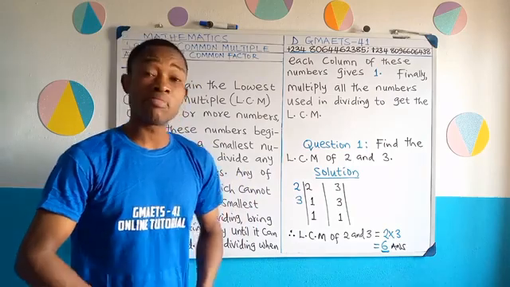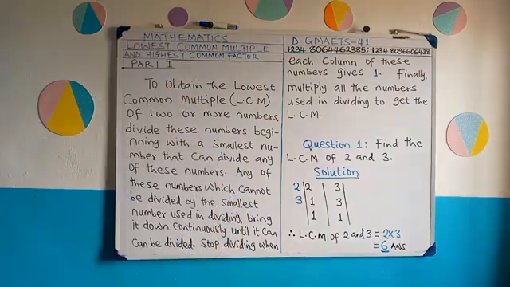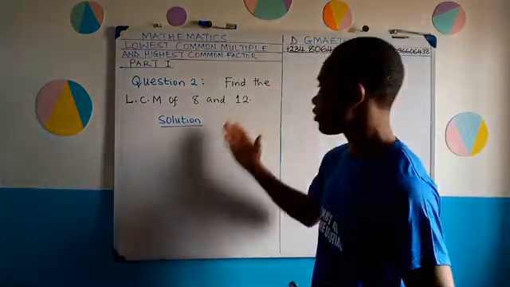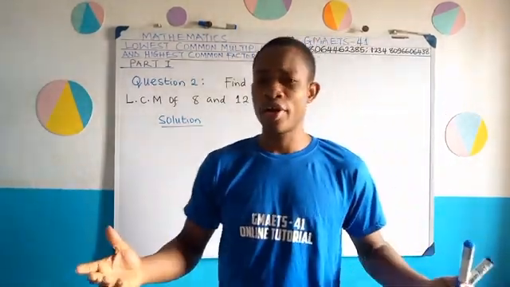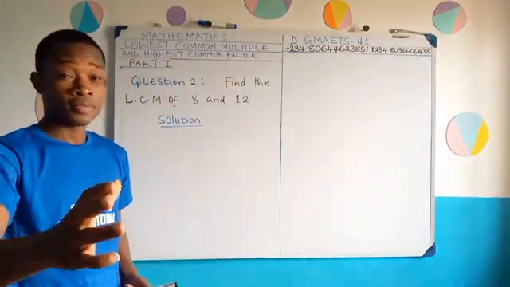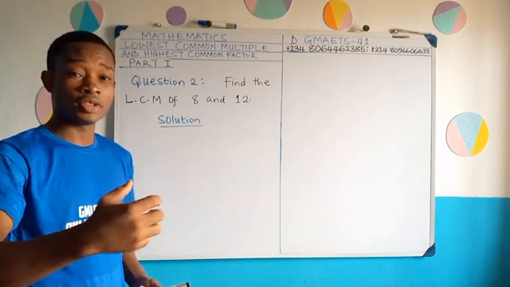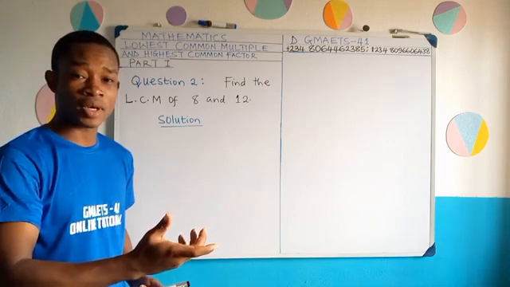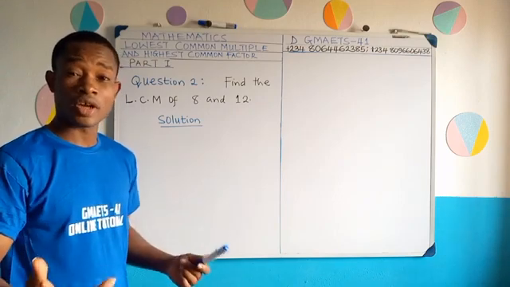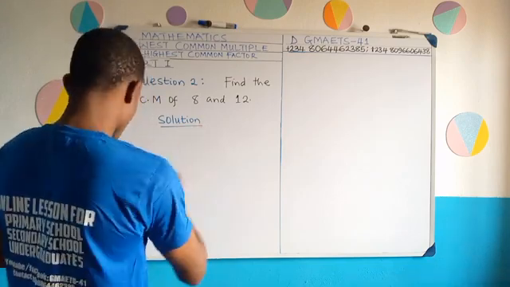We are going to see more questions on how to get LCM of numbers. In this video, let us find the LCM of 8 and 12. We are going to be fast in solving this problem. Remember, the secret is very simple. Once you know how to do your division, then you don't have any problem with LCM. But to be able to handle division fast, you need the knowledge of what? Multiplication. Let us see how we solve this problem.